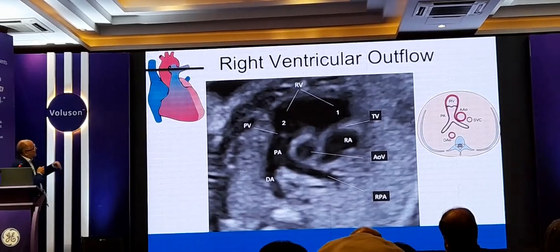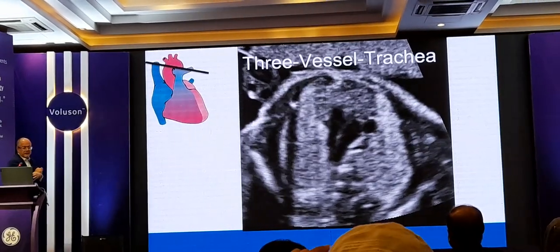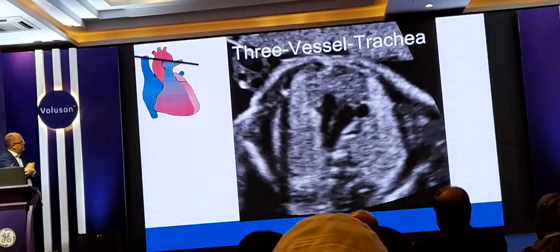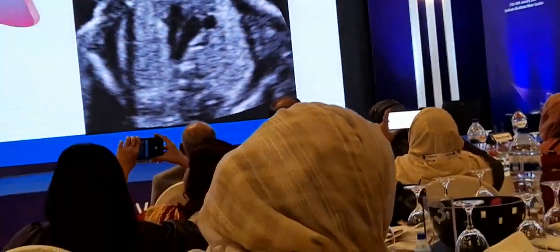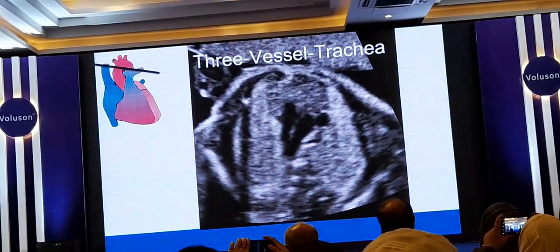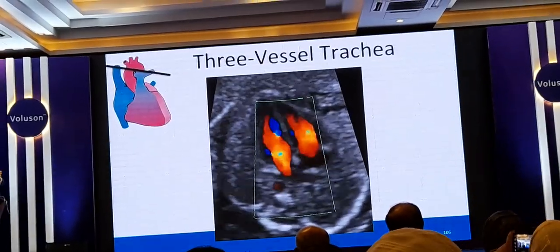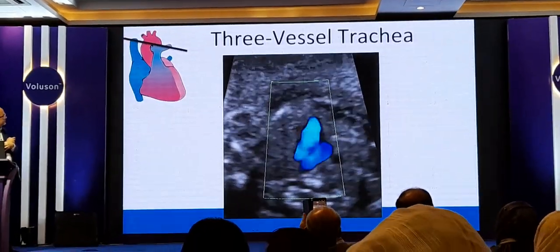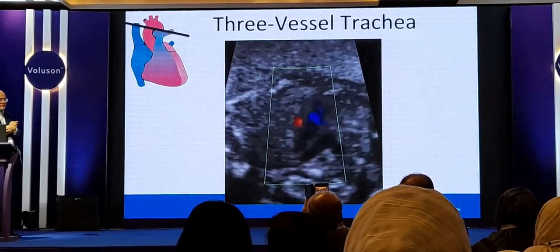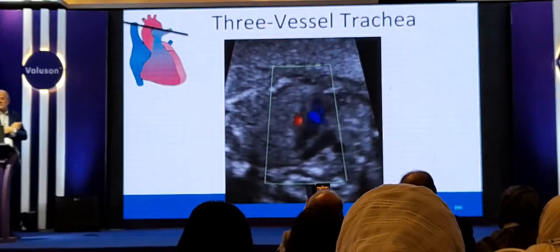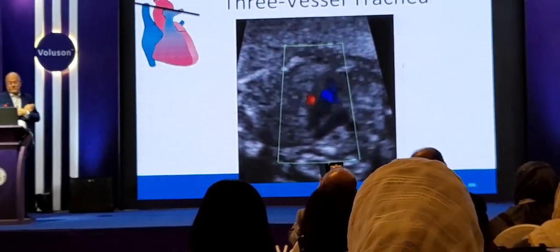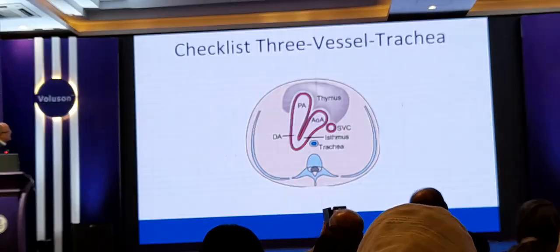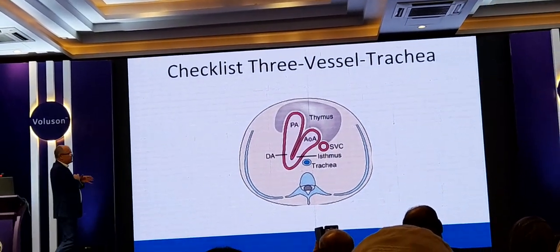Then, of course, as we move up from that view, we get to the three-vessel trachea view. Pulmonary artery, aorta, and then you can see the trachea on that view as well. So we're moving up, left ventricular outflow tract, all the way to the three-vessel view. Happy with that? Simple, sweet. Let's do a checklist then on the three-vessel tracheal view. It's a really, really helpful view.